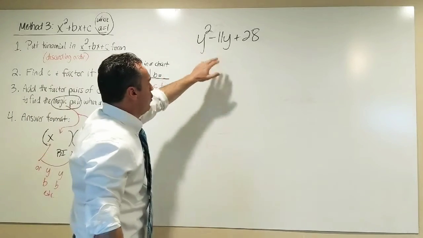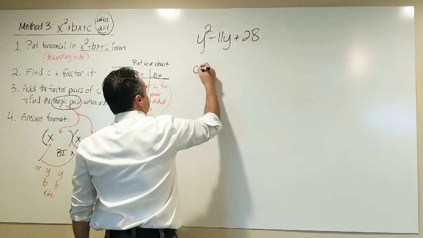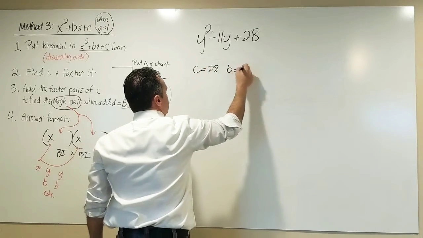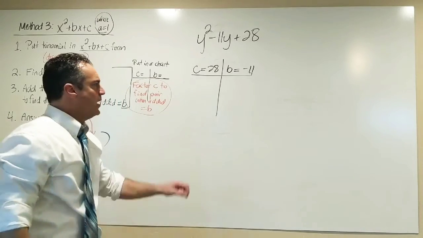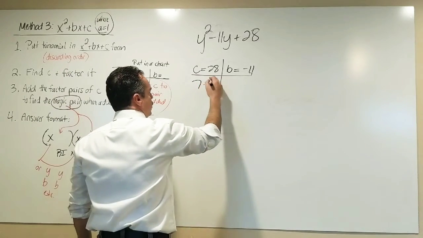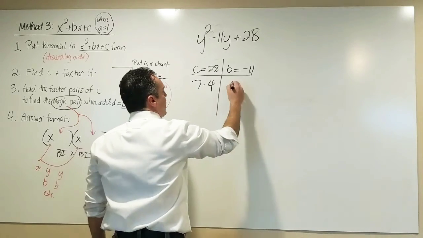Is this in descending order? It is. We do not need to rearrange this. And so we say, indeed, C equals 28 and B equals -11. We cool? Okay? And then we got to find things we multiply together make 28. Now I know 7 and 4 make 28. But when added together, they make positive 11.